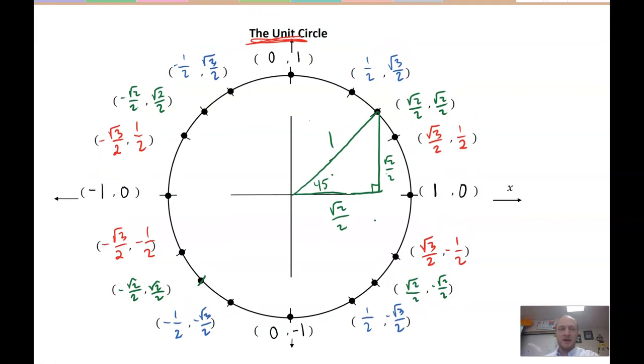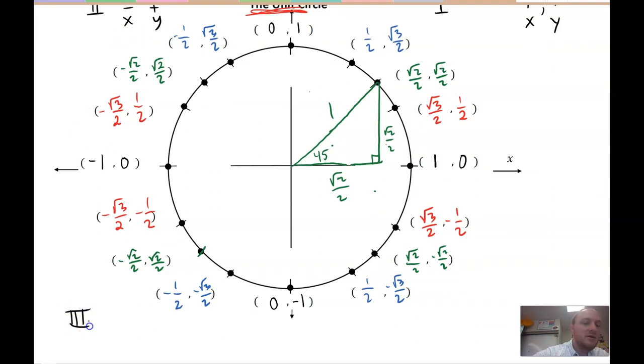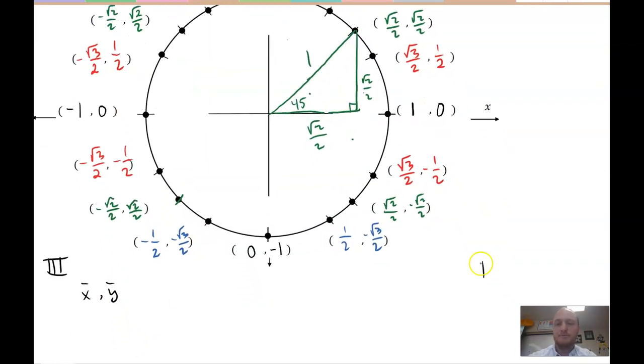So here in quadrant 1, I know that the x values are positive and the y values are positive. In quadrant 2, your x values are negative and your y values are positive. In quadrant 3, x's are negative and y values are negative. And in quadrant 4, you have positive x values and negative y values.